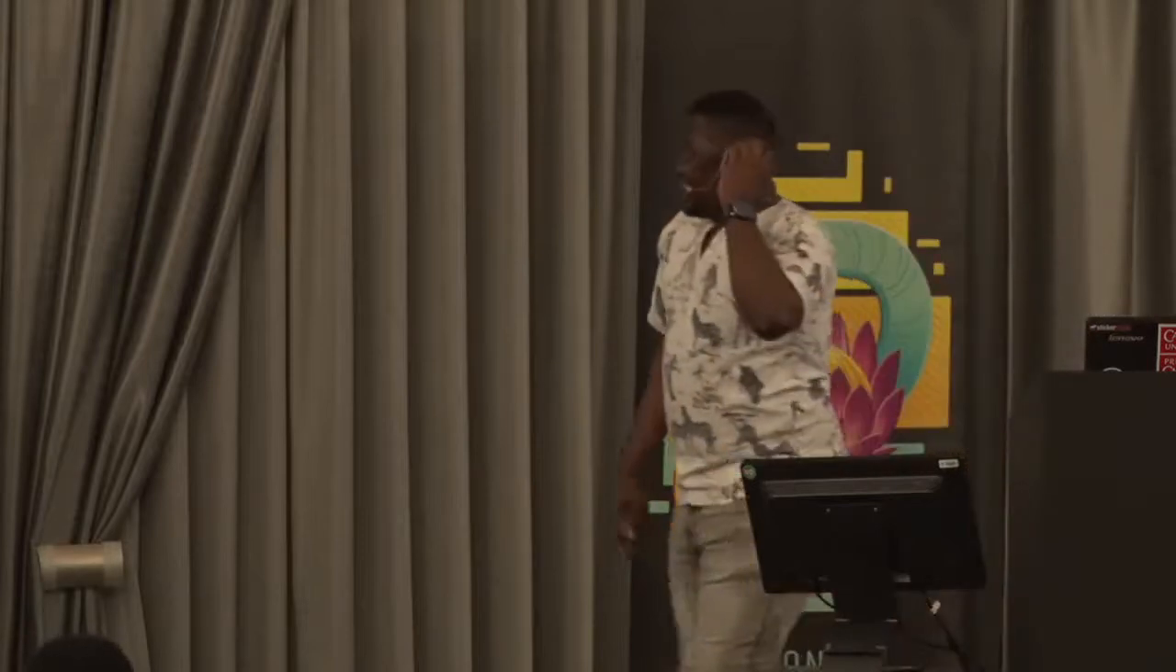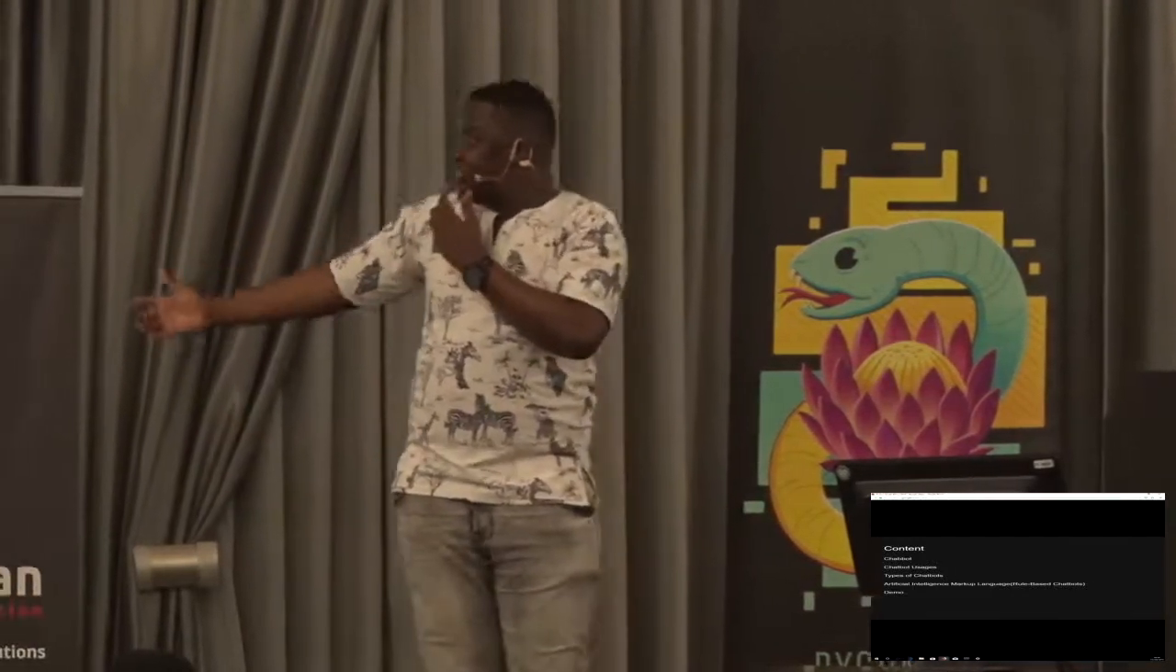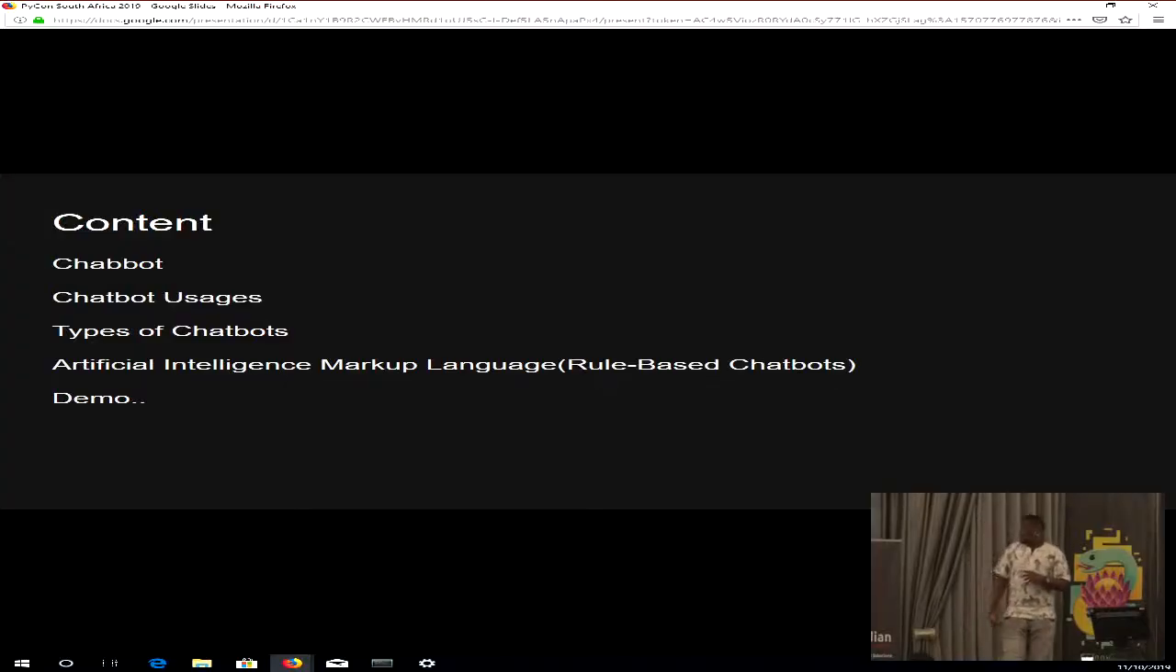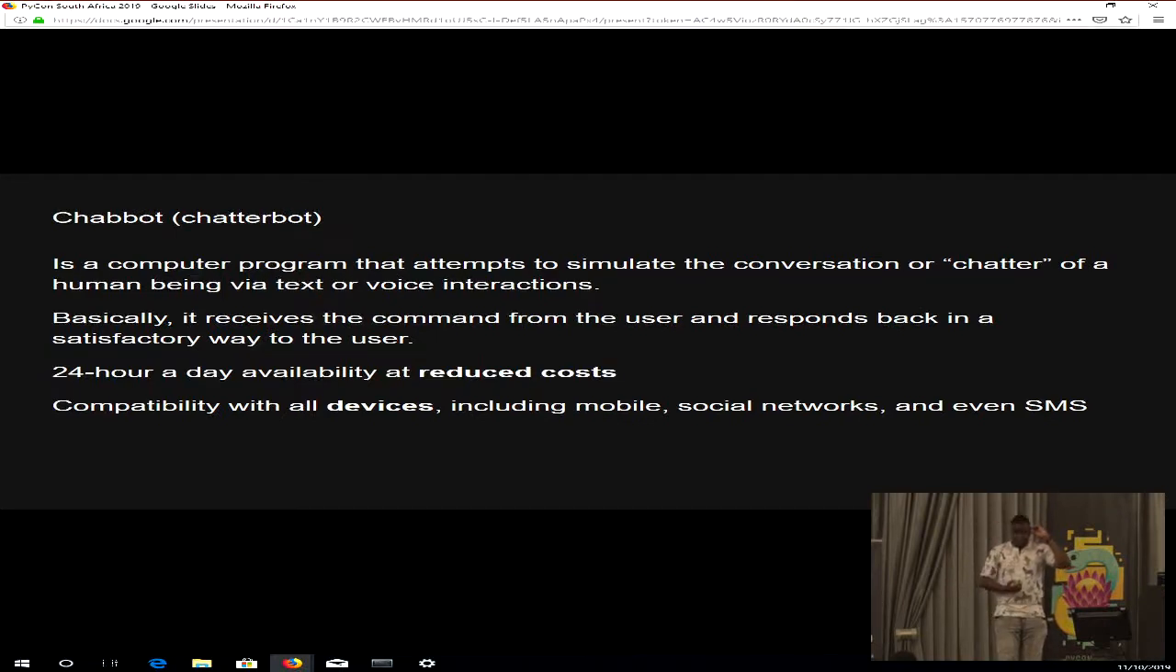On the next slide, I have some bullets that I'm going to take you through. I'm going to explain a bit what a chatbot is, the usage of chatbots, the types of chatbots, and the frameworks for developing a chatbot in Python, and then just a bit of demonstration. What is a chatbot? Simply, it's software that keeps a conversation between a human being and a computer. So we can say it's intelligent software.